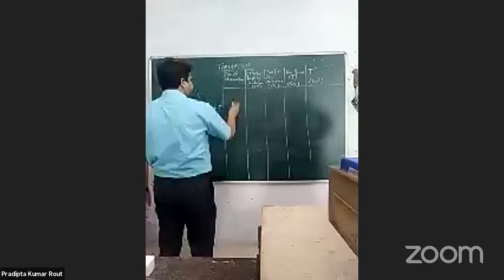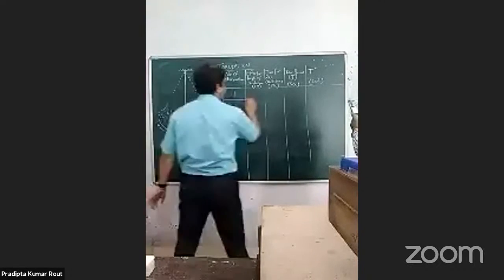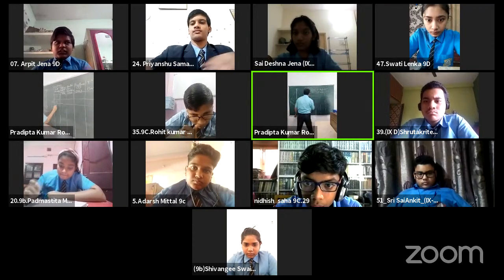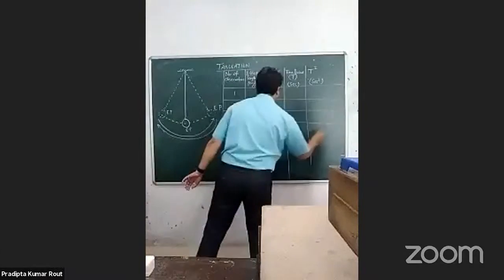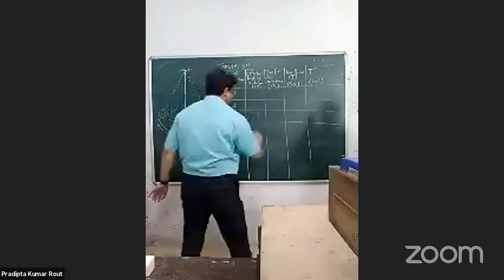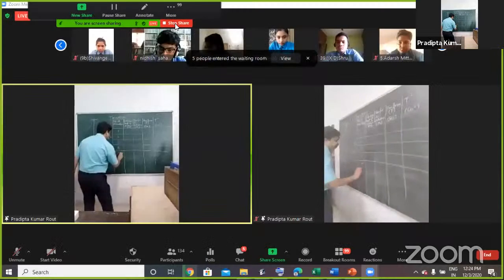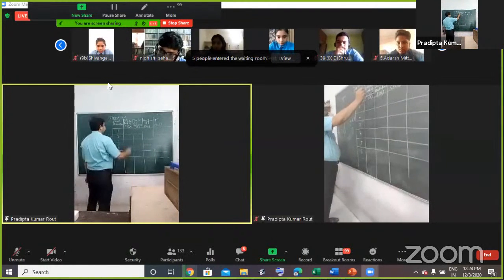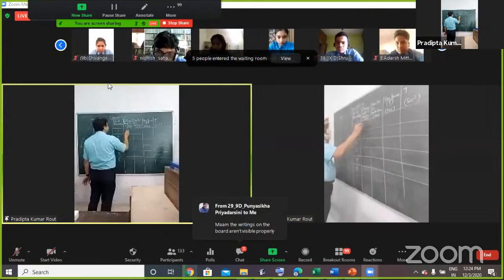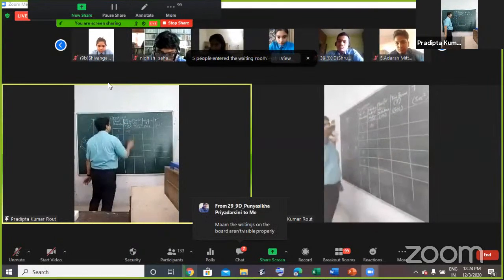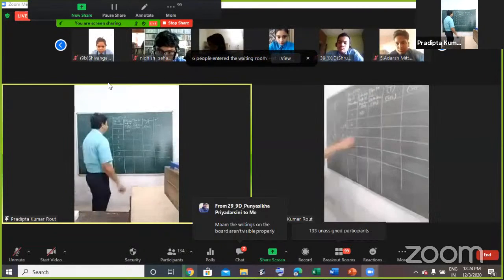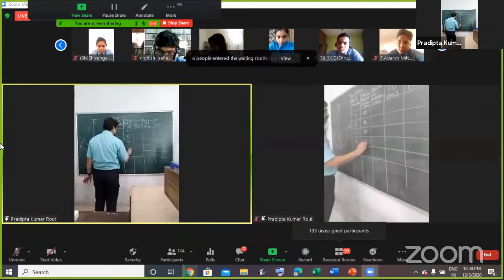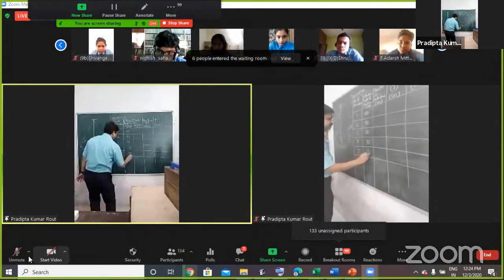Number of observations we have to take: 1, 2, 3, 4, 5, 6. And I shall start with the effective length of the pendulum as 100 centimeter. Then I will go on decreasing the effective length: 90, 80, 70, 60, 50.